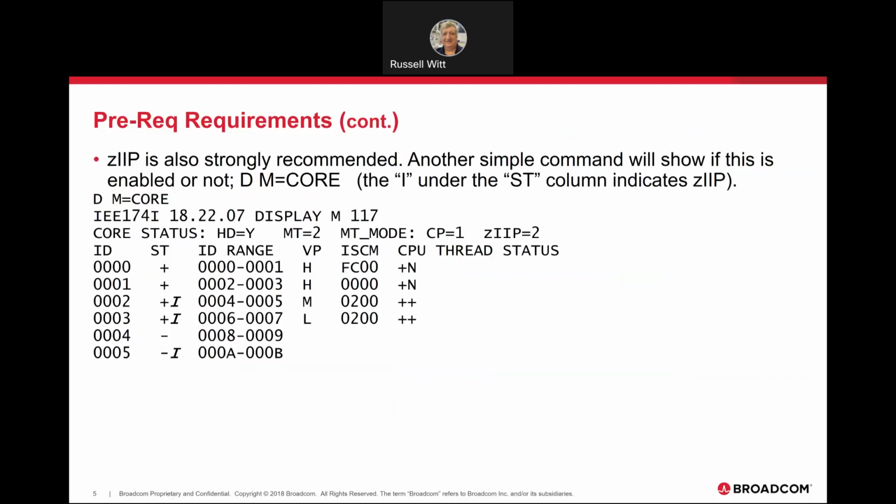Finally, zIIP is strongly recommended. Another simple command that will show you whether or not you have zIIPs available is the display M=CORE command. If it has an I under the status column, that means that it's a zIIP processor. So here I have 2 zIIP processors currently active. And zIIPs are going to help reduce your CPU usage considerably, because almost all of the compression and encryption services are done in the zIIP coprocessor.